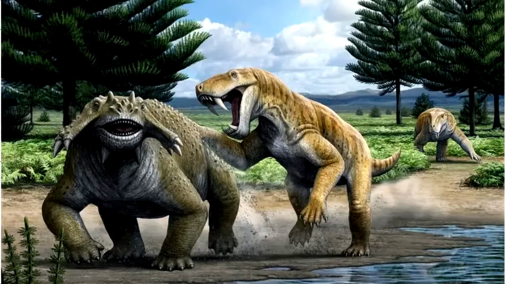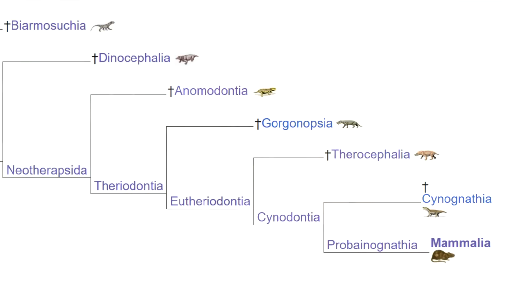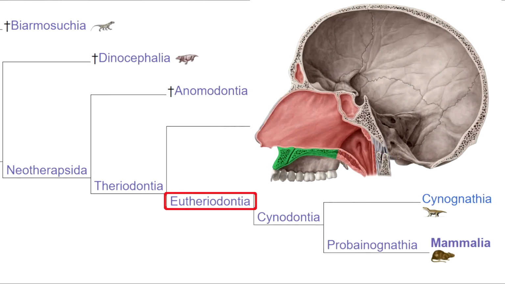In any case, if you saw one of these, you'd be more likely to put it in the mammal box than the reptile box, though we're not quite there yet. One of the defining features of eutheriodonts is the presence of a secondary palate, dividing the mouth from the nasal cavity into 2 separate chambers, and this allows us to breathe while we're eating.